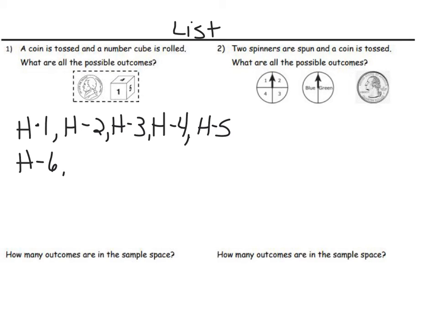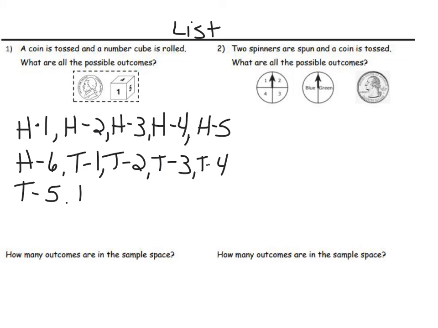Then we're doing tails. Tails land with 1. Tails lands with 2. Tails lands with 3. Tails lands with 4. And tails lands with 5. And one more, tails lands with 6. Okay, that's a list. So it's the same thing as a tree diagram, but now you're just listing them down. And you're going to be asked either to list it or to find the tree diagram. So you have to know both of them.